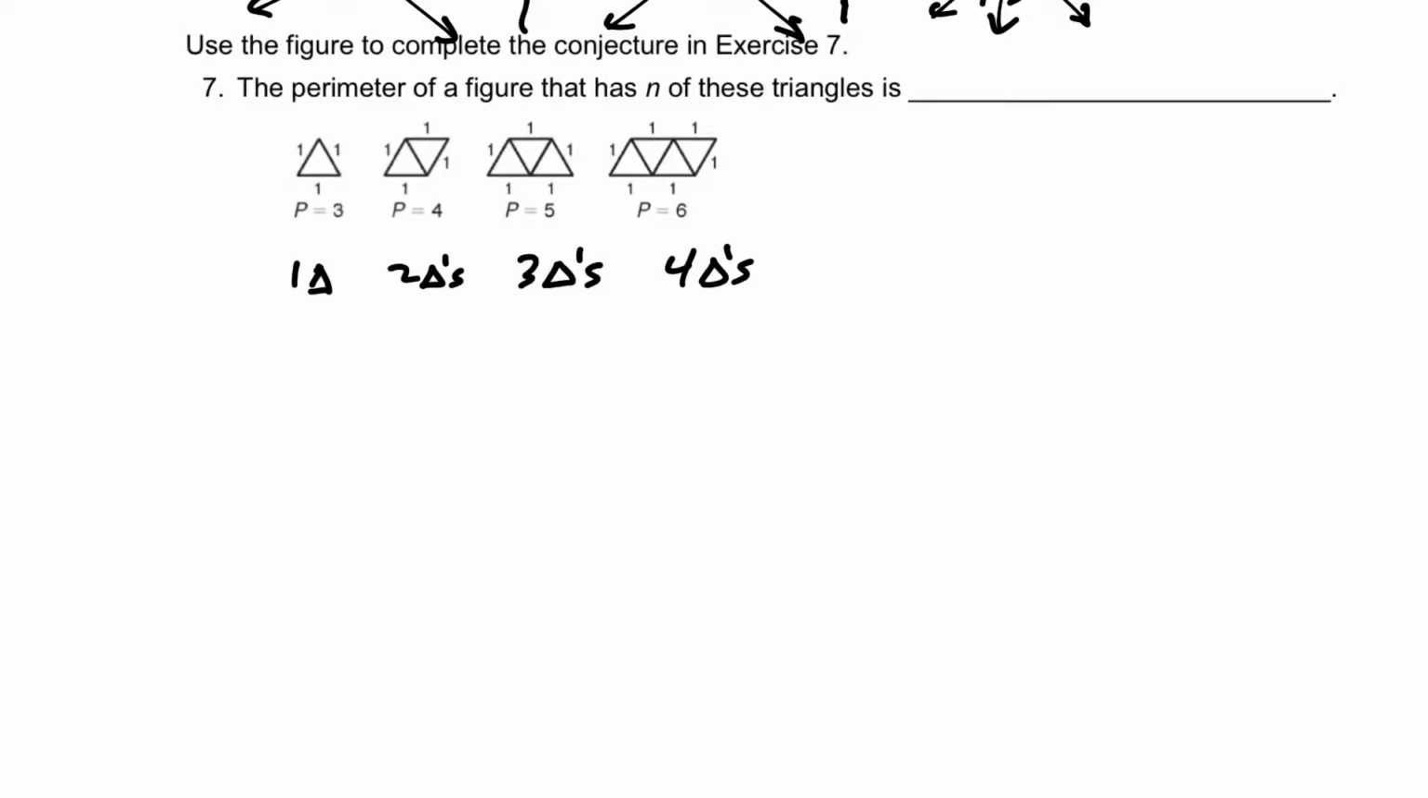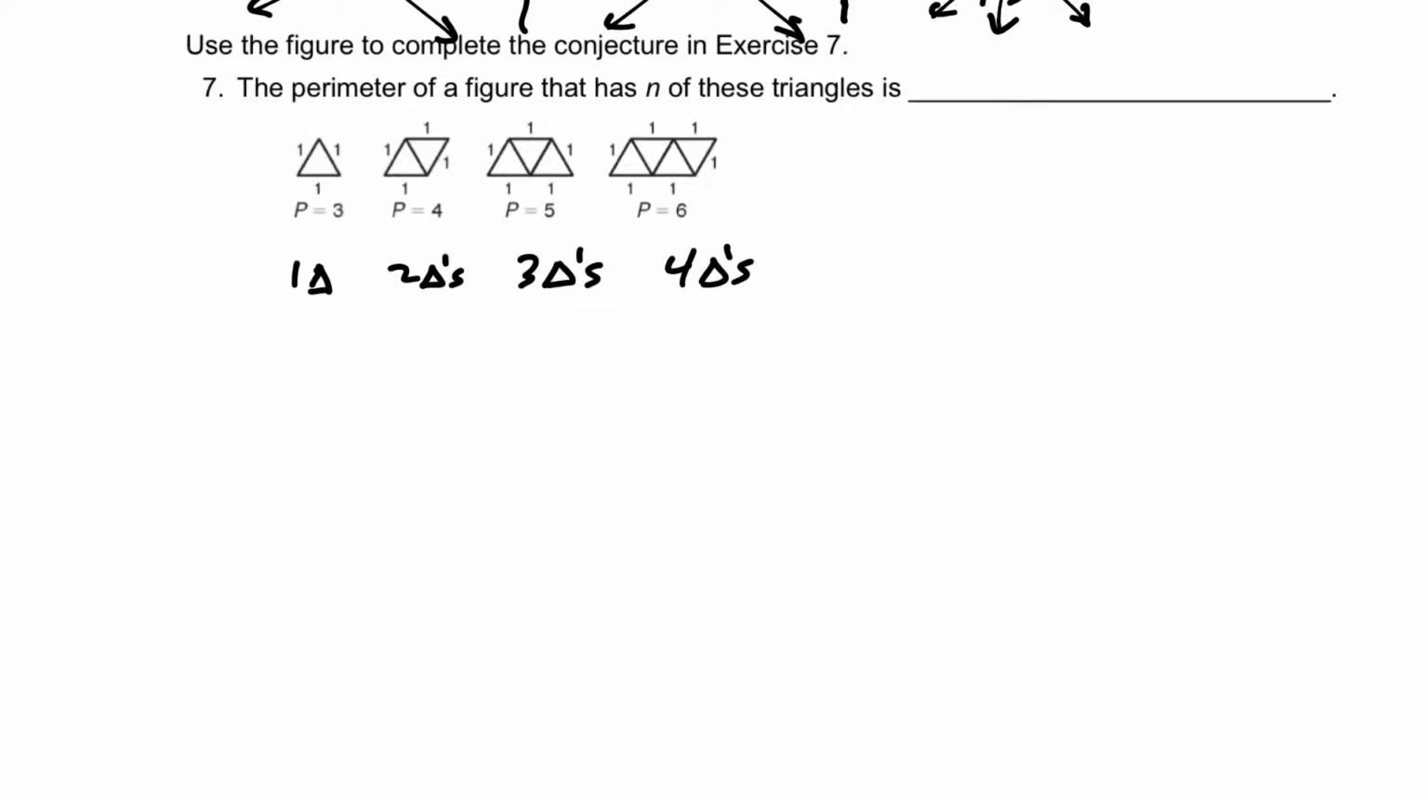So you can see when there's 1 triangle, the perimeter is 3. Well, that's 2 more than the number of triangles. And then in the next example, we've got a perimeter of 4. That's 2 more than the number of triangles. And then the third one, we've got a perimeter of 5, which is 2 more than 3, because we have 3 triangles. And then in the last example, we can see that when we have 4 triangles, 2 more than that is 6, right? 4 plus 2 is 6. So it looks like the perimeter is always 2 more than the number of triangles.